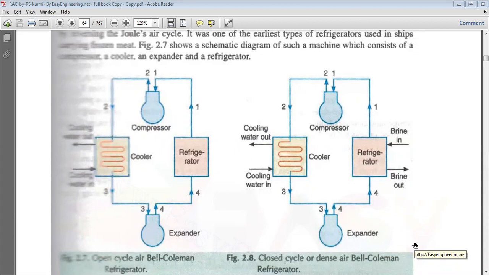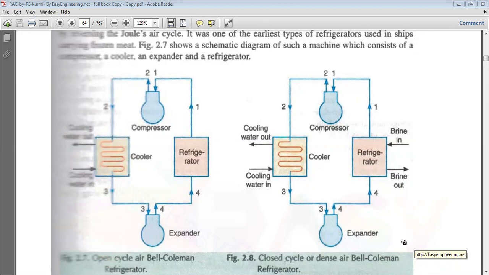So the modification of the Brayton cycle from the Carnot cycle is that the isothermal processes are replaced with constant pressure processes. Therefore, it consists of two adiabatic or isentropic processes and two constant pressure processes. Okay, now Bell-Kalman developed this cycle. Therefore, we can call it the Bell-Kalman air refrigerator.